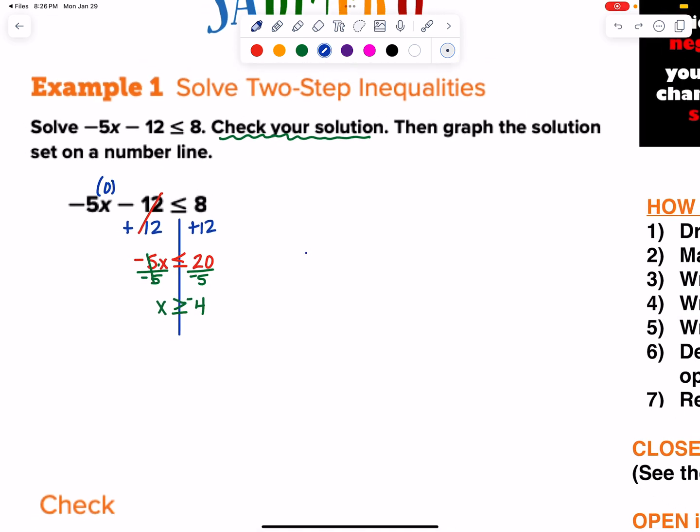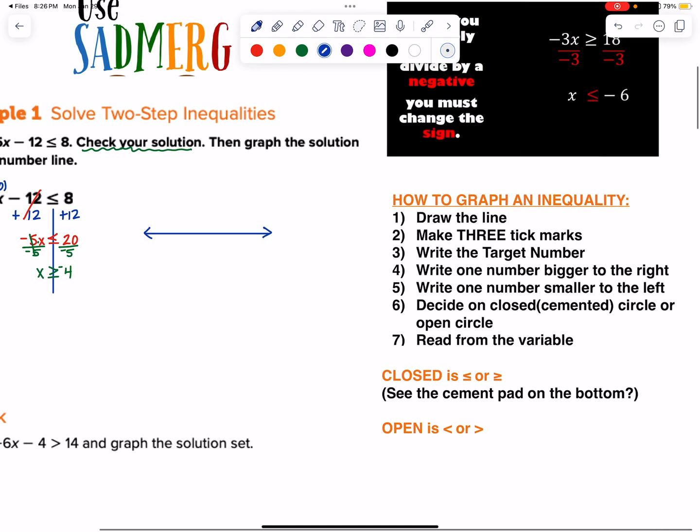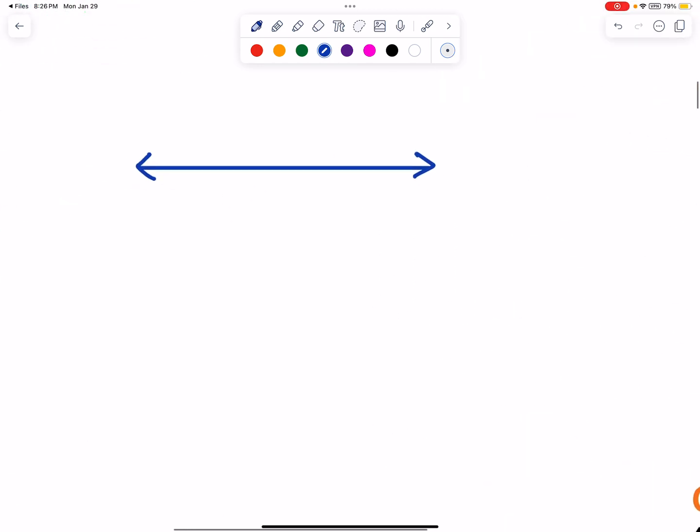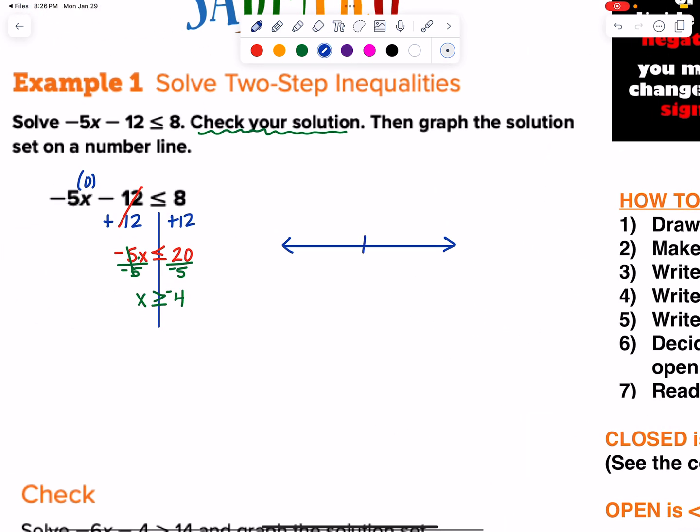Let's go ahead and graph your solution. We draw a line. Remember, there's our steps if you need them. Draw a line. Make your 3 ticks. Tick, tick, tick. Write your target number, negative 4. Write one number bigger, which is negative 3. One number smaller, which is negative 5.